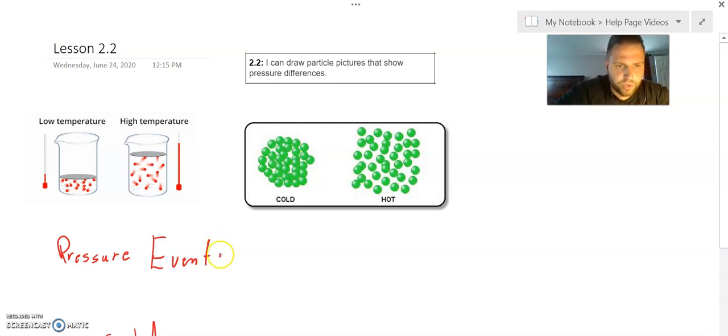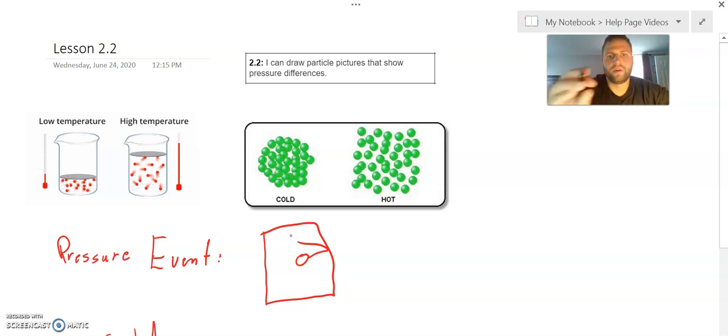So we've talked about whooshies, and basically what a pressure vent is, is a whooshy that impacts the side of a container. As we can see, there's a ricochet occurring here. And basically what pressure is, when a particle impacts the side of a container, we call it a pressure vent.